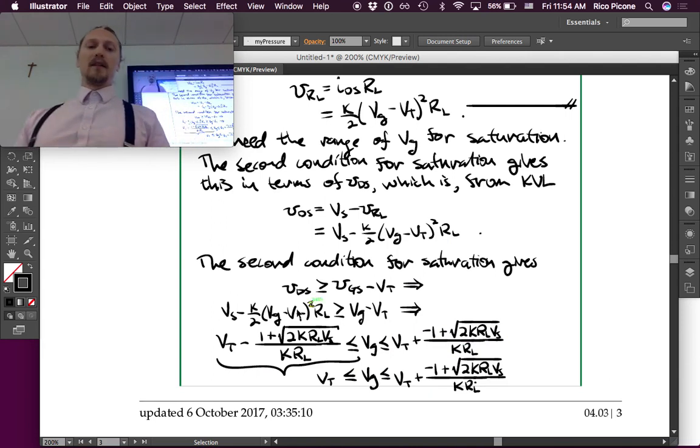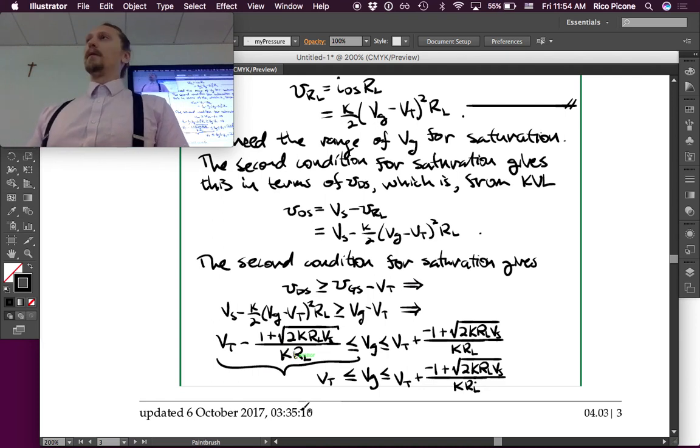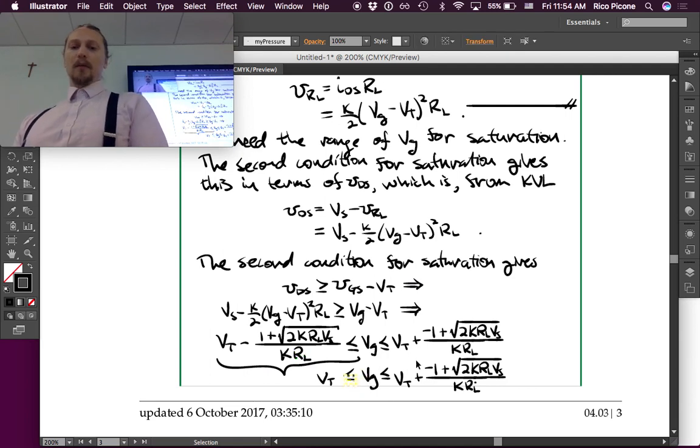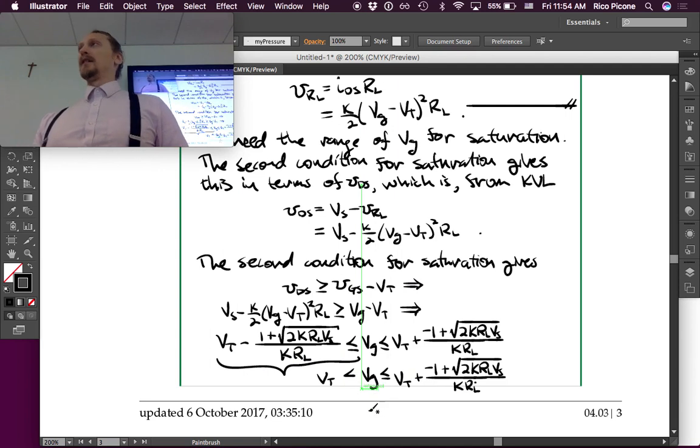The reason I replaced the left-hand side with VT is that this expression is actually less restrictive than our other condition. Our other condition was that VG has to be greater than VT. Actually, it shouldn't be equal to. VT is supposed to be greater than VG for saturation. Is that the same for the part right above it, where it's greater or less than or equal to? Yeah, right there.